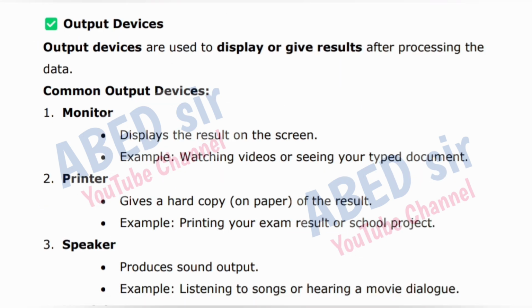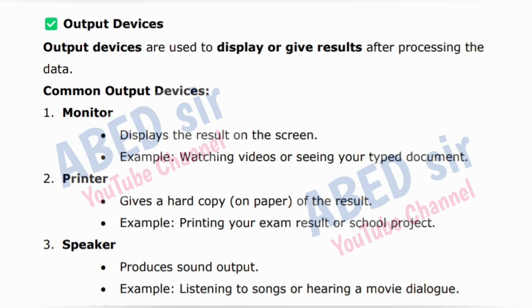Output devices. Output devices are used to display or give results after processing the data. Common output devices. 1. Monitor. Displays the result on the screen. Example: watching videos or seeing your typed document. 2. Printer. Gives a hard copy on paper of the result. Example: printing your exam result or school project.